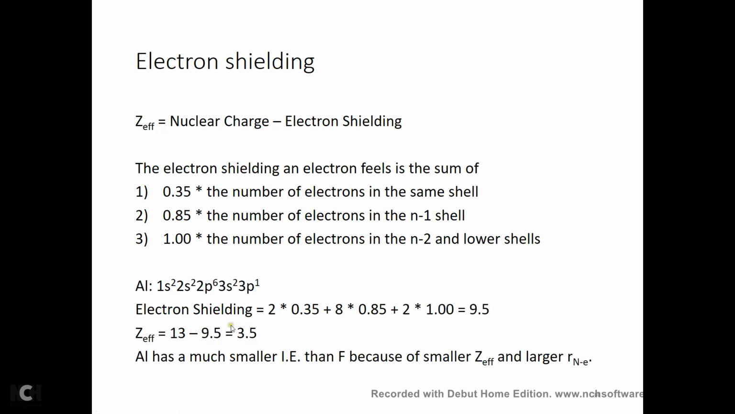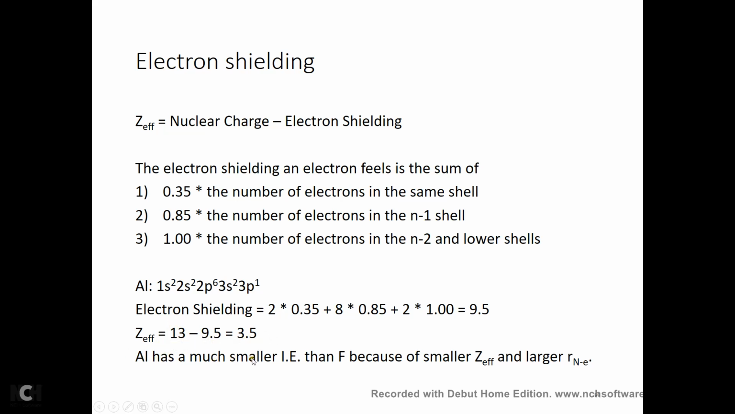One more example, this time aluminum. Now we have 1s, 2s, 2p, 3s, 3p. Now look at this shell. This is n equals 3. So 3 valence electrons, and each is repelled by the 2 other valence electrons, 2 times 0.35. And over here, N-1 shell, we have 8 electrons. N-2 shell, we have 2 electrons. So put them together, we get 9.5. The effective nuclear charge is 13, the number of protons, minus 9.5, we get 3.5.